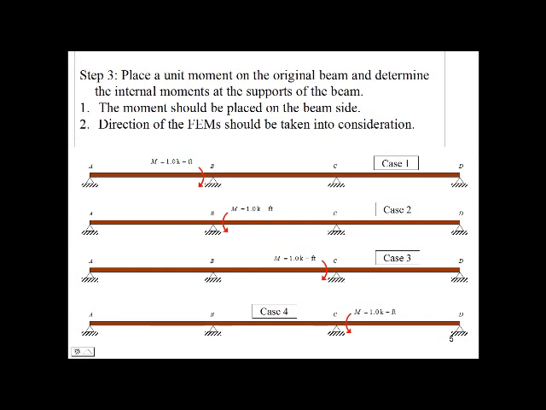Step 3. Place a unit moment on the original beam and determine the internal moments at the supports of the beam. This process should be repeated for the same number of fixed end moments, and the following points should be considered. 1. The moment should be placed on the beam side. Direction of the fixed end moments should be taken into consideration.